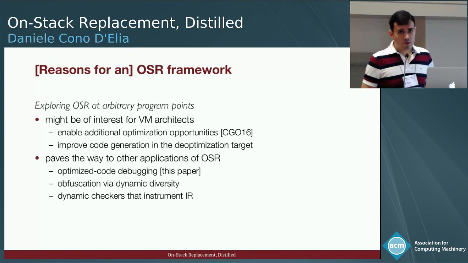But we wanted to explore OSR at pretty much any program point, so for arbitrary program points, for two reasons. First reason, and might be relevant for VM architects, is that you might enable further optimization opportunities and also improve code generation for the de-optimization target. But the other reason, which I believe is more important, is that doing so, you pave the way to other applications of OSR. We discussed one in this paper, which is optimized code debugging, but there are other possible, and I'm going to talk about obfuscation later.